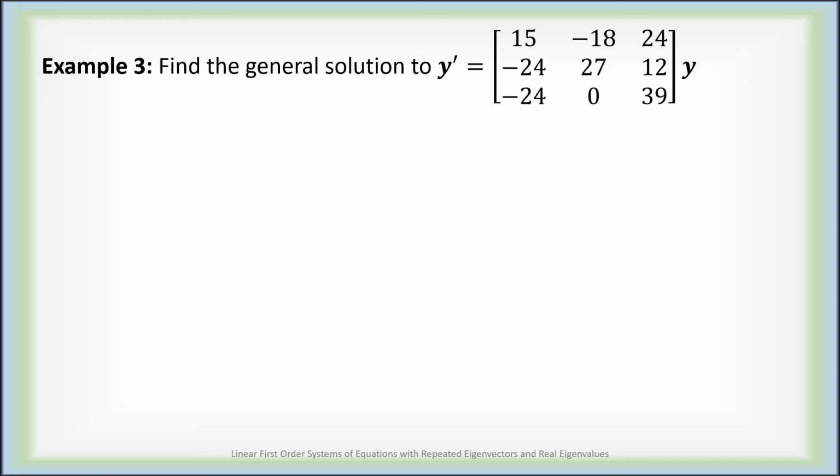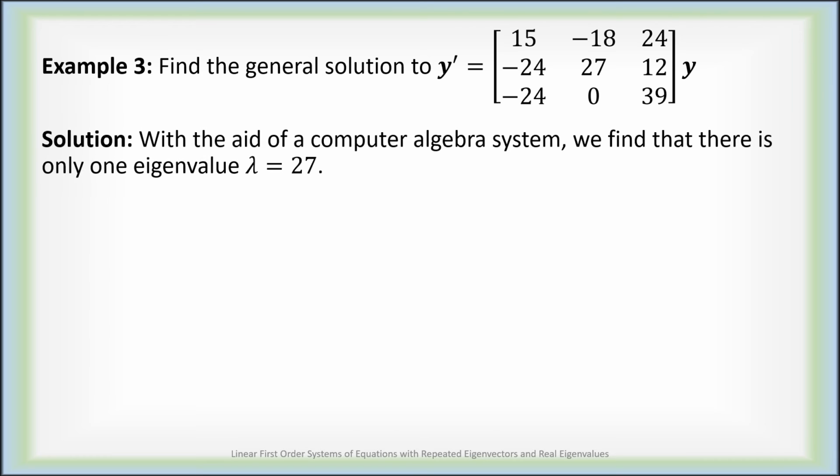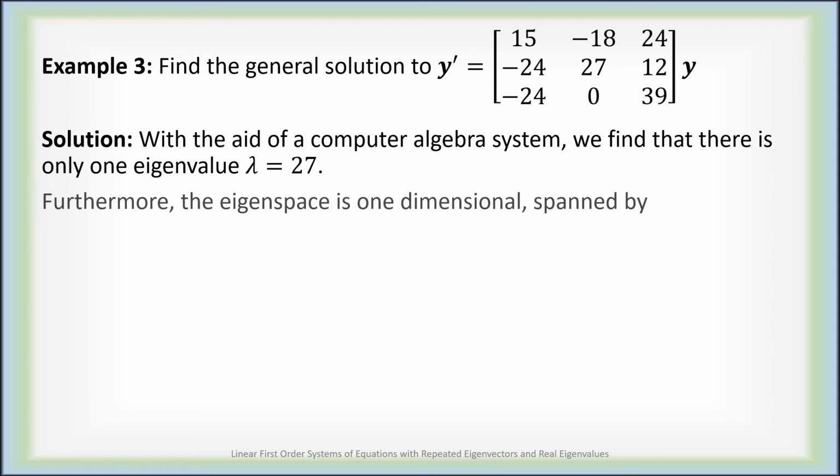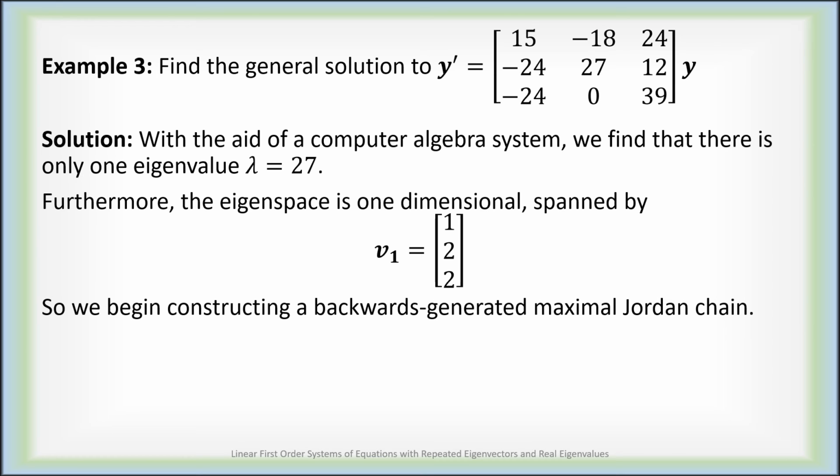Third example, find a general solution, y prime equals matrix times y, and it's another 3x3 example. Well, with the aid of a computer algebra system, okay, there's only one eigenvalue. The characteristic polynomial has a single root of algebraic multiplicity 3, 27. Furthermore, the eigenspace, again with some work, is only one-dimensional, spanned by, for example, 1, 2, 2. So once you go through the work of finding the single eigenvalue, and then you go through the work of justifying that, in fact, there is at most one linearly independent eigenvector, we can choose 1, 2, 2.